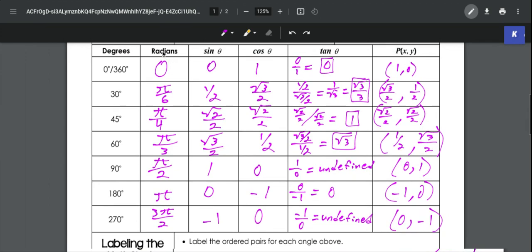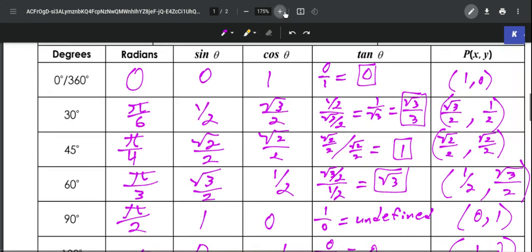So for 0, our columns are radians, sine, cosine, tangent, and then our point. So for 0 and 360, we've got 0, 0, 1, 0, and since cosine of theta was 1 and sine of theta was 0, that gives us our point (1, 0). Then all the rest of these work very similarly. We'll reference back to this and use some of this.